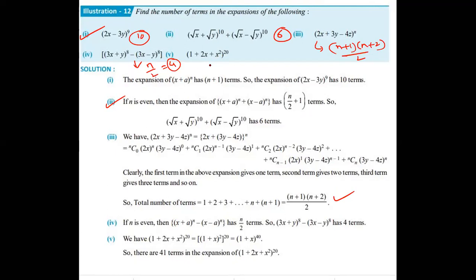Pawan, question number 5. What is the answer? See now. So in this case, there is no denominator. So what is the degree here? 2. Whole is 4 power 20. Degree is 40. So the number of terms in this case, how much? 41. By x is that is a different case. Where is the power now?